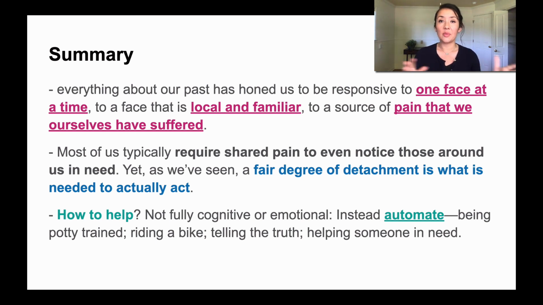What is the best approach is to automate. The things that we've automated we're great at. We've been potty trained, riding bikes, telling the truth, you can automate that, and helping someone in need. So if you can automate that process, you no longer have to use cognitive control to actively try to help someone. It just happens automatically every time.